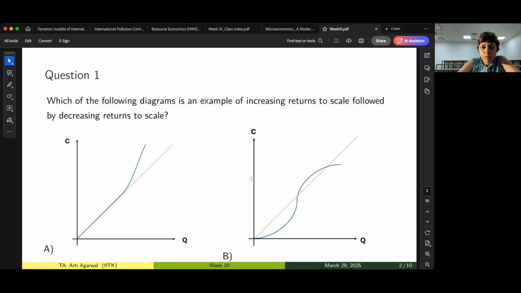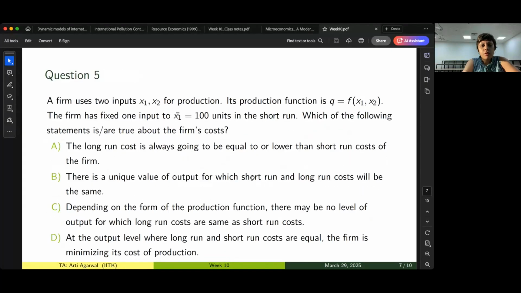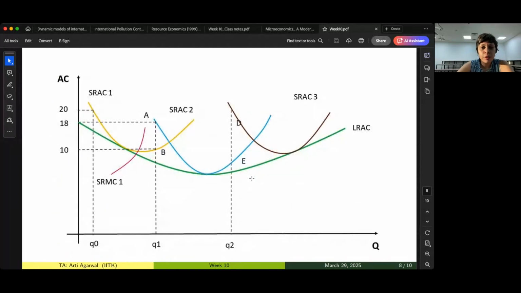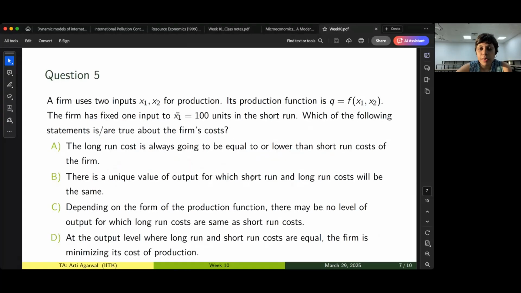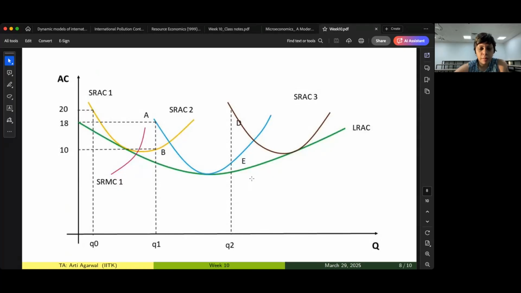So if you see, let's go to the question. The first part is the long run cost is always going to be equal to or lower than short run costs of the firm. This is true, right? Because that is the whole point of long run cost. If you look at this diagram, this is a diagram in which we are plotting average cost against quantity, and the dark green curve is the long run average cost, and the other curves are all short run average cost, SRAC 1, 2, and 3. And the pink curve is a short run marginal cost for the first curve. And if you see this diagram, this answer will be pretty clear that long run average costs are always going to be lower than the short run average costs.